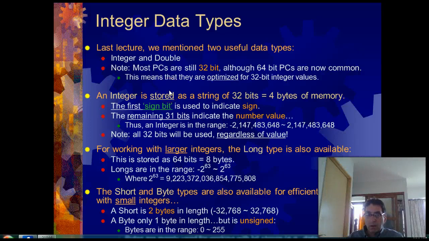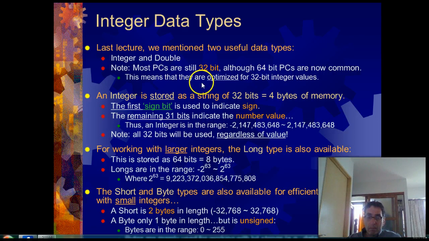Okay, let's continue. We're talking about integer data types. Last lecture we mentioned two useful types, integer and double. Note that most PCs are still 32-bit. That means that's the basic unit that the computer uses to work with, although 64-bit PCs are now common. Remember, 32-bit means 4 bytes, and this is 8 bytes.